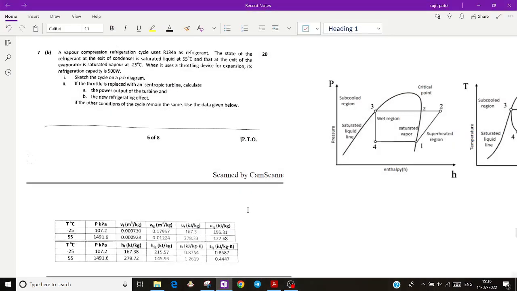Hello everyone and welcome to MacTech 40, and today we are going to solve two questions of DRDO Mains 2019 question paper, and both these questions are from Paper 1, question number 7b and question number 8b.